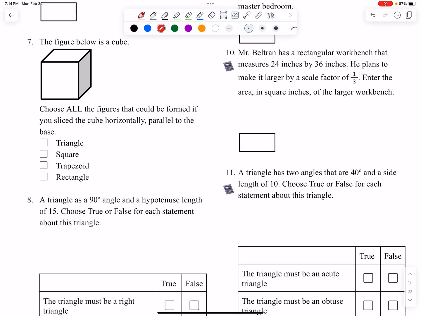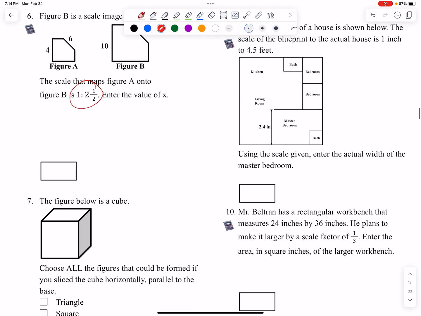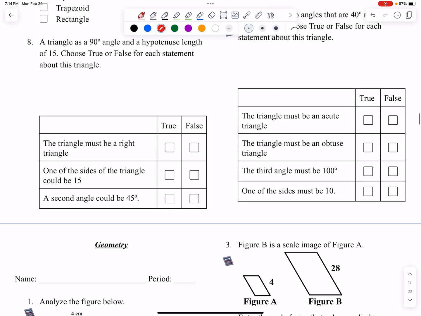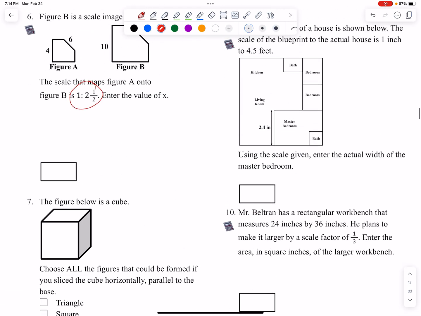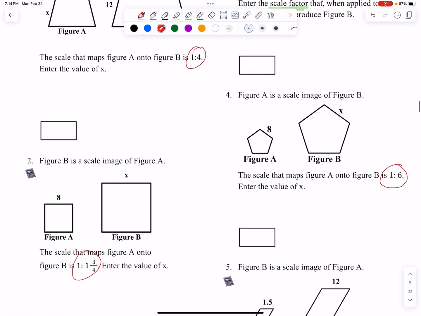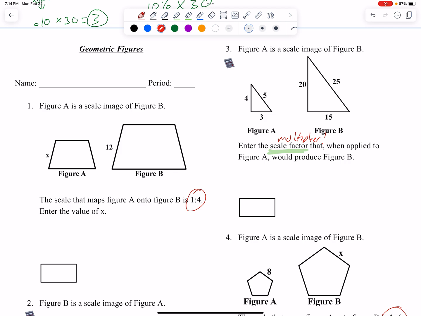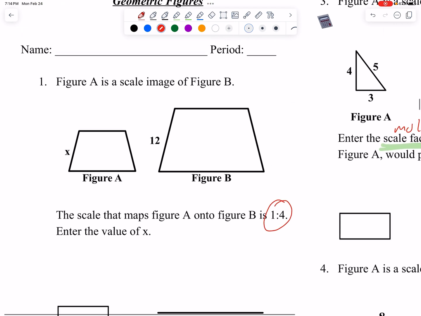Then we got a cube. So that's a shape. It looks like we got some other stuff going on there. Word problems, some true and false, and that's it. So 11 questions. Not horrible. Let's get through these as fast as we can, but as accurately as we can. Hopefully, I don't have too many mini lessons on this one, but we'll see.